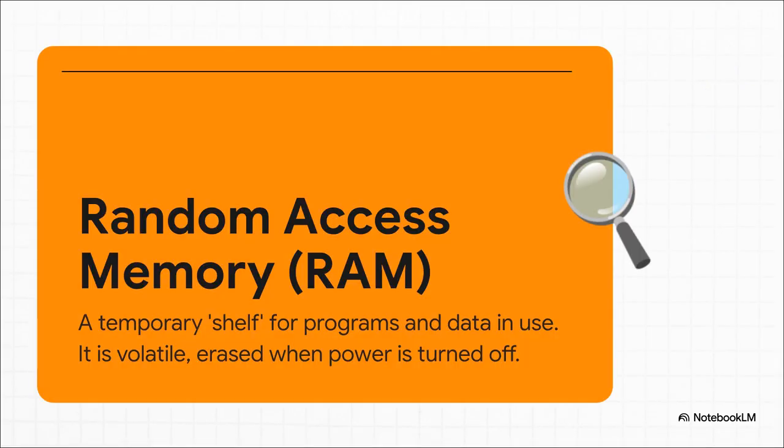But the CPU doesn't work alone. It needs a workspace. And that's where random access memory, or RAM, comes in. The best way to think of RAM is like a temporary shelf. When the CPU needs to work on that YouTube video, it puts the app and the video data on this shelf for super quick access. But, and this is key, this shelf is volatile. That means as soon as you turn the power off, everything on it gets wiped completely clean.